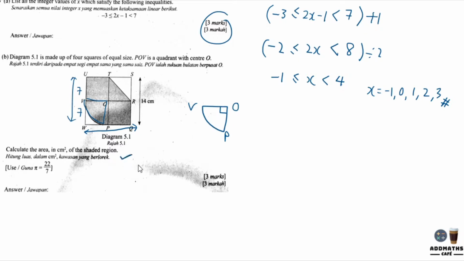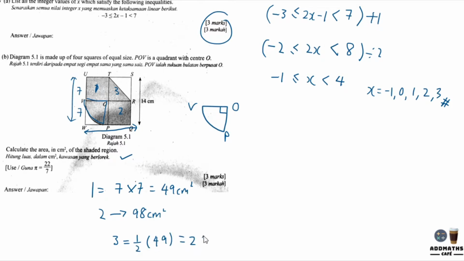So first, calculate the shaded region. Now you have two squares, one here and two here. So for one square, 7 times 7, you get 49 cm squared. So if you have 2, it will be 98 cm squared. Now, the third one over here is half of a square. So half of a square will be 1 over 2 times 49 cm squared. It will be 24.5 cm squared.